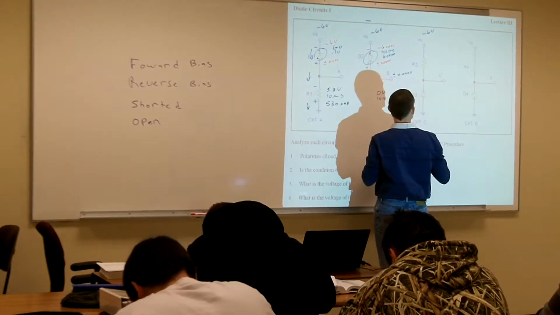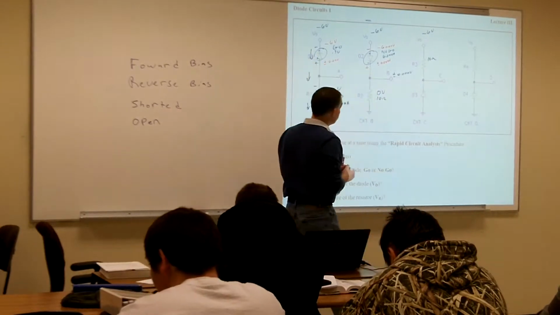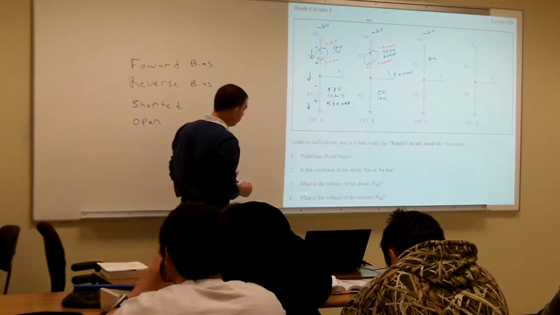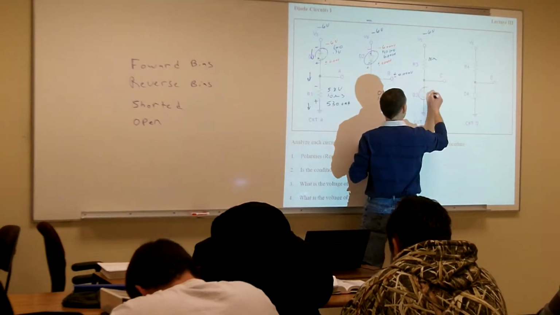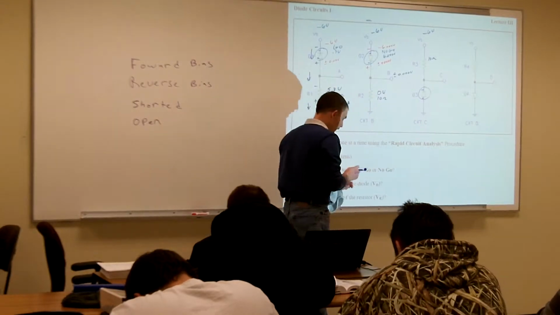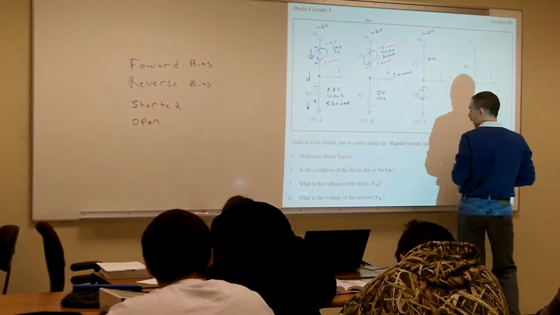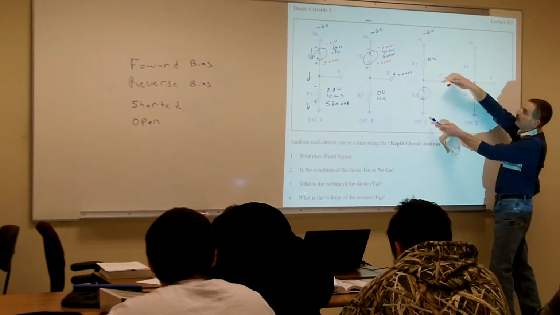Alright, negative 6 volts, 10 ohms across the resistor. Okay, my first step: circle the active component and put the polarities in there. Then my next step is what? Treat it as an open.